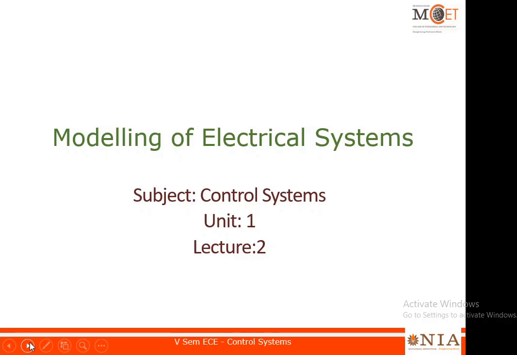Students, in this session, we will be looking into modeling of electrical systems. Modeling of electrical systems is writing a set of mathematical equations so that the mathematical equations govern the operation of electrical system.